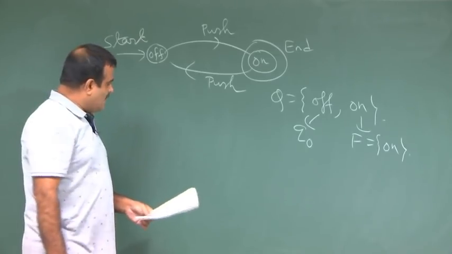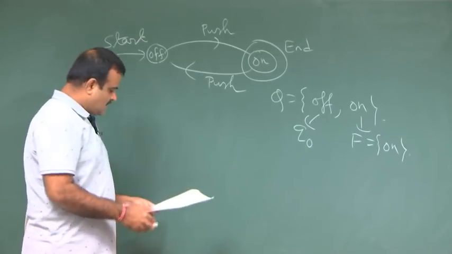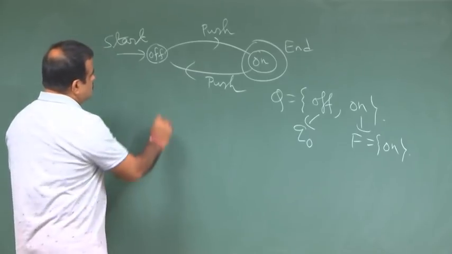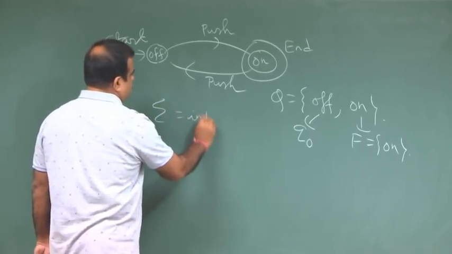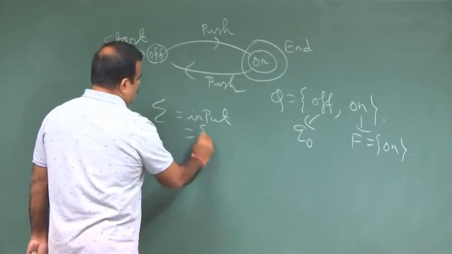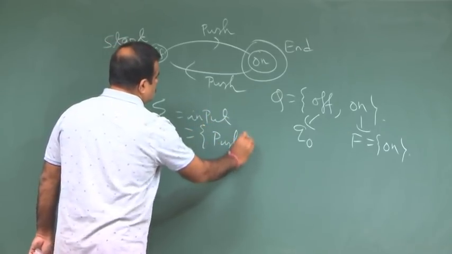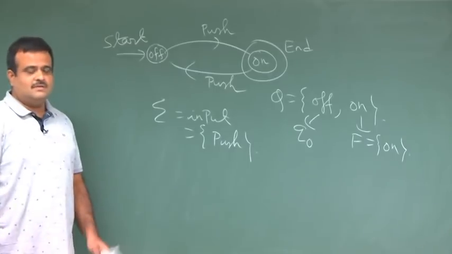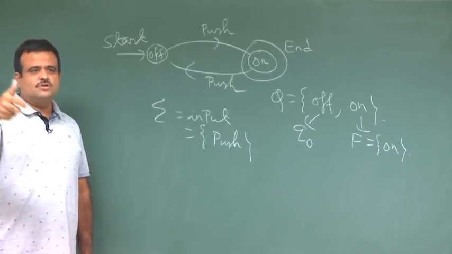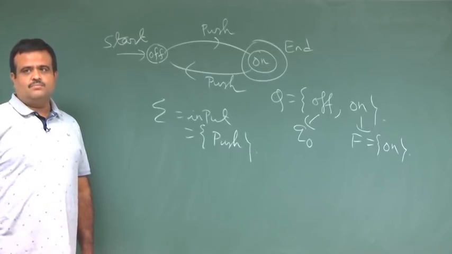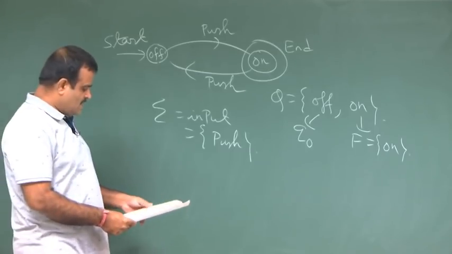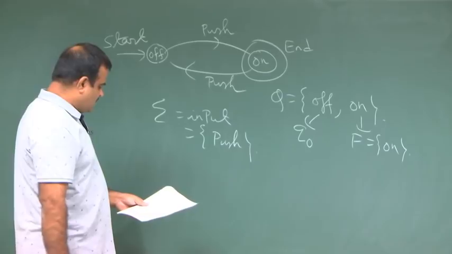And what is delta? So, the states are these, and sigma is the input alphabet, which is nothing but push. We have a switch, we just press the button push, that is the sigma, and the accepting state is this.